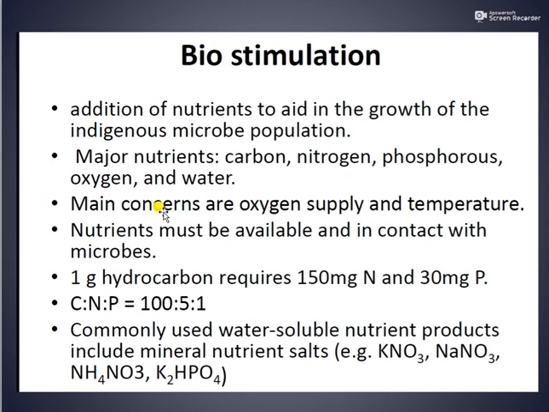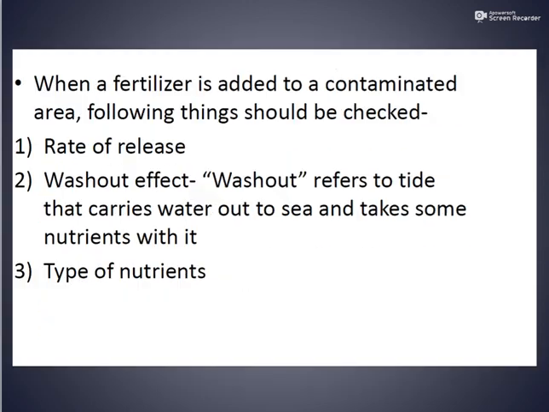For 1 gram of hydrocarbon spill, you require about 150 mg of nitrogen and 30 mg of phosphorus. Commonly used water soluble nutrient products include potassium nitrate, sodium nitrate, ammonium nitrate, and dipotassium hydrogen phosphate, which will promote the growth of the indigenous microorganisms capable of degrading the oil.